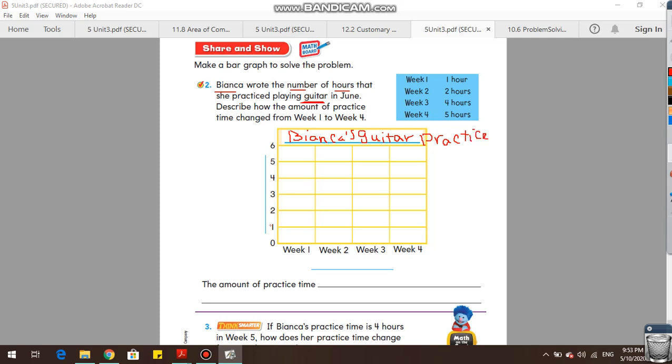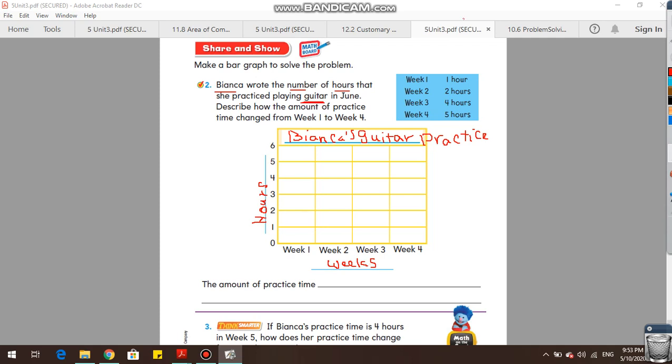Now I have numbers here. The numbers here, I will find it here. The numbers here, it's what? Yes, it's hours, so I'm gonna write hours. Now I have week 1, week 2, week 3, week 4, so it's easy, so I'm gonna write weeks.